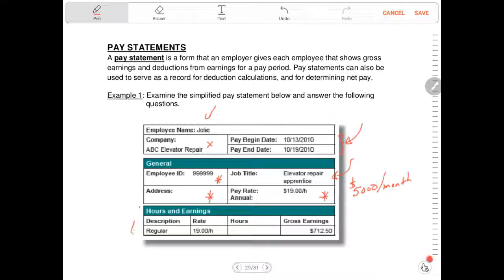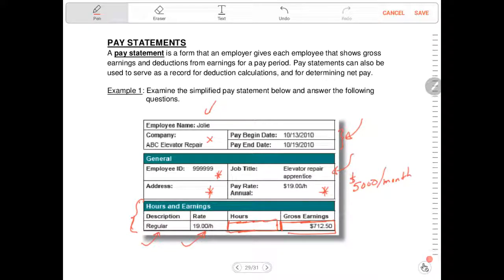Hours and earnings. It looks to me, if you read this description, regular. So that means this person did not work overtime and they earn $19 an hour. I assume this is going to be a question that we have to figure, but they did not tell us the hours that were worked. And this person's gross earnings were $712.50.